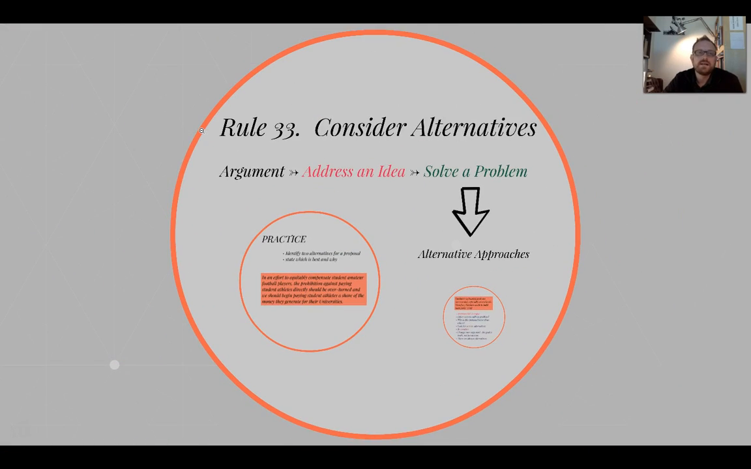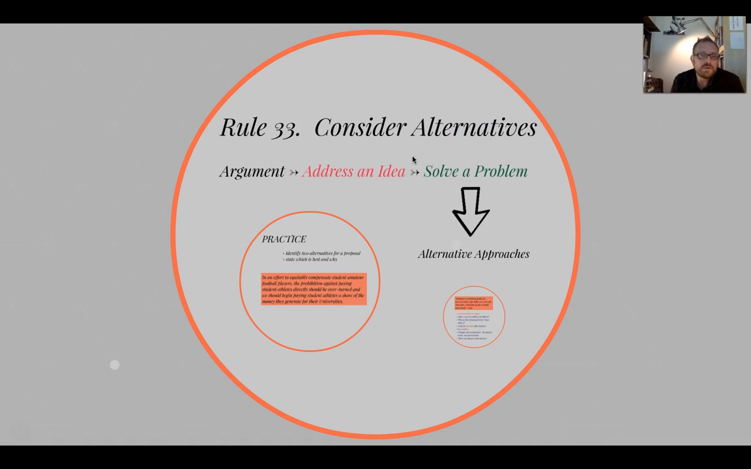So, okay. Rule 33, and let's move to the last rule here. Once you've looked at the objections, now you have to consider different alternatives. Think of it this way: when you craft an argument, that's another way of saying that you've addressed an idea of some sort. And if you've addressed an idea, you've tried to solve some sort of conceptual problem.